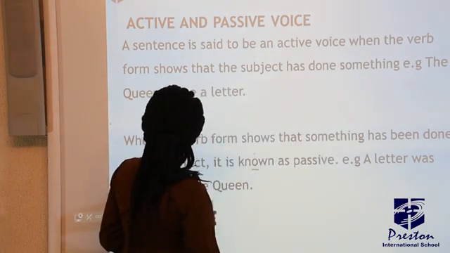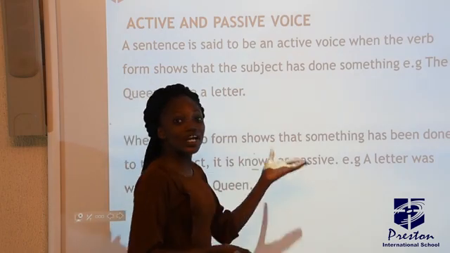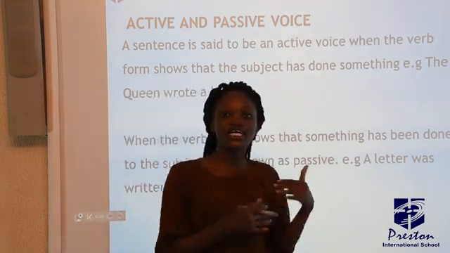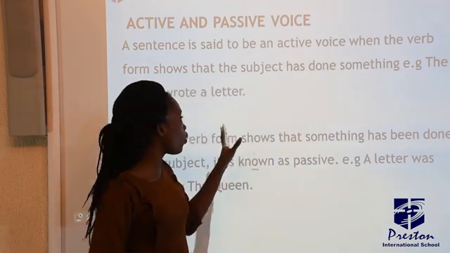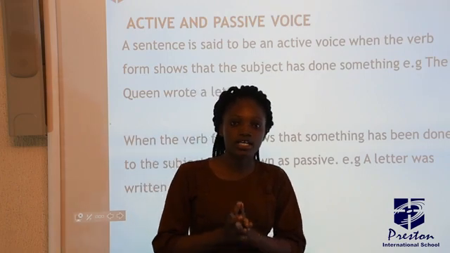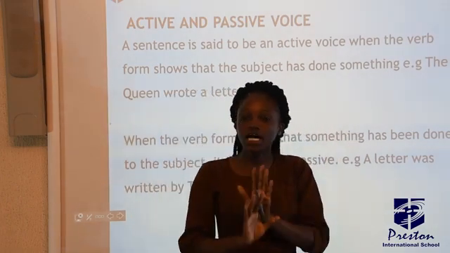So if you have something like the queen wrote a letter. The queen is the subject of the sentence. Wrote, being the verb, is the action, and a letter is the object of that sentence. So that is an active voice. The subject at its position, the verb, and then the object, the receiver of that action, at its position.